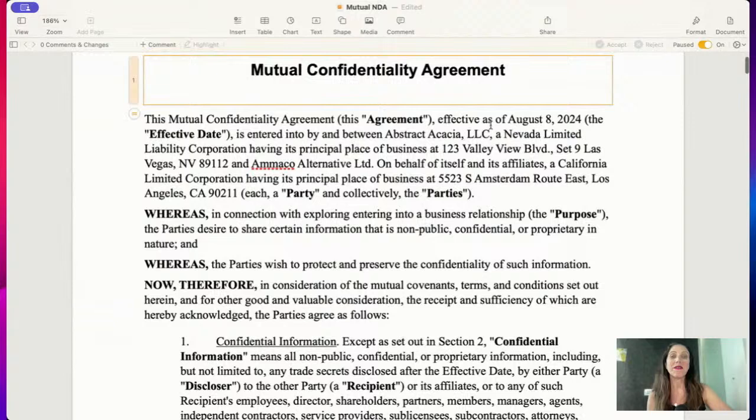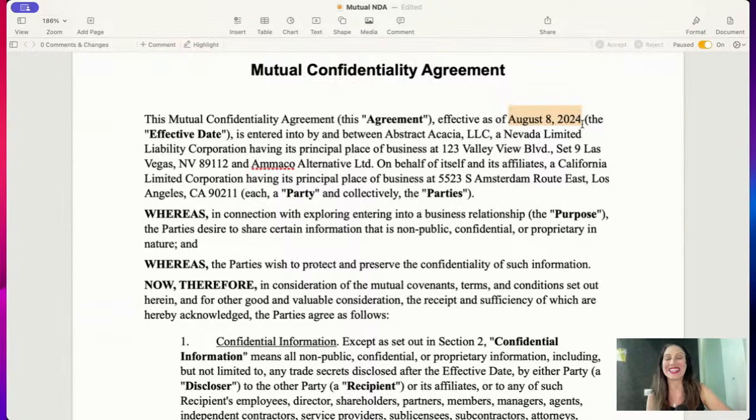Now I'm going to look at the effective date. I want to make sure that is the correct year, because sometimes if they're using a template, it's not always updated accurately. And if information has already been exchanged for whatever reason before an NDA has been signed, I want to make sure that this date is going to cover those dates as well. But otherwise, whatever date it is is fine.